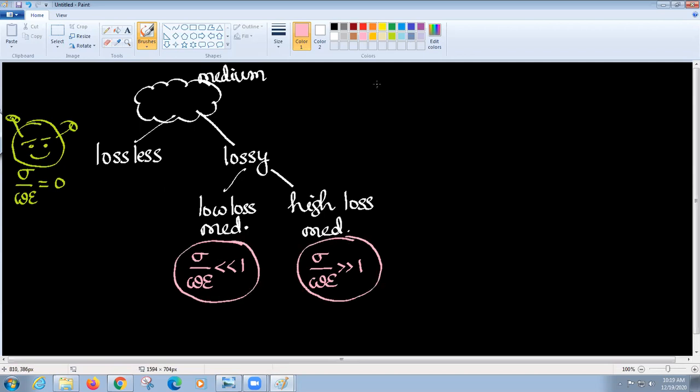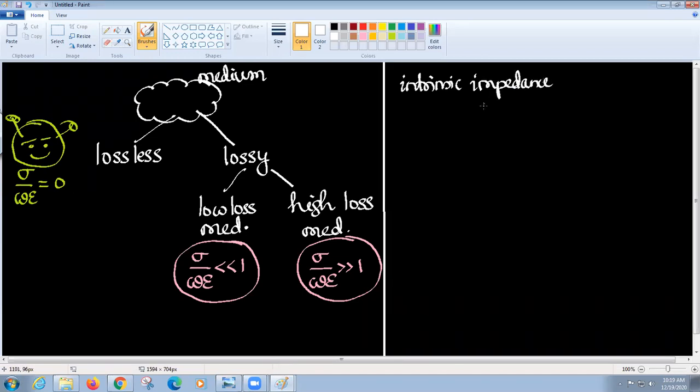Okay. So now I know what is my eta. I know my eta is this. So intrinsic impedance. It is intrinsic impedance of the medium. Just don't confuse. Intrinsic impedance, that is eta, is given to us like square root of j omega mu by sigma plus j omega epsilon.